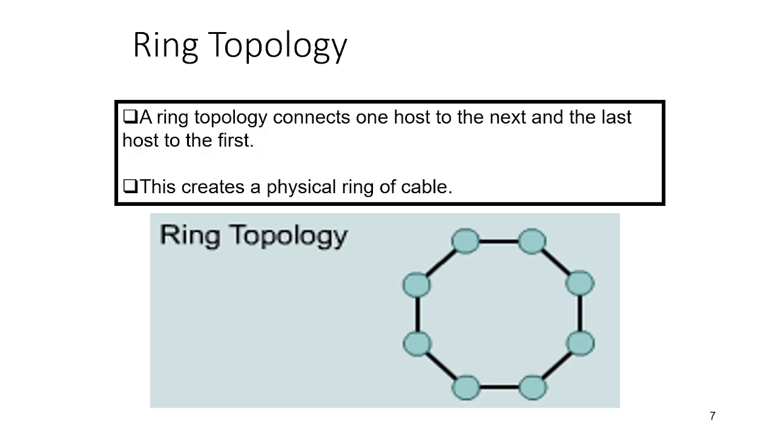Advantages of ring topology: organized data transmission, no data collision, equal access to all nodes. Disadvantages: failure of a single node can affect the entire network. Adding or removing devices may disrupt the network. Troubleshooting is difficult. Ring topology was used in the Token Ring network developed by IBM.